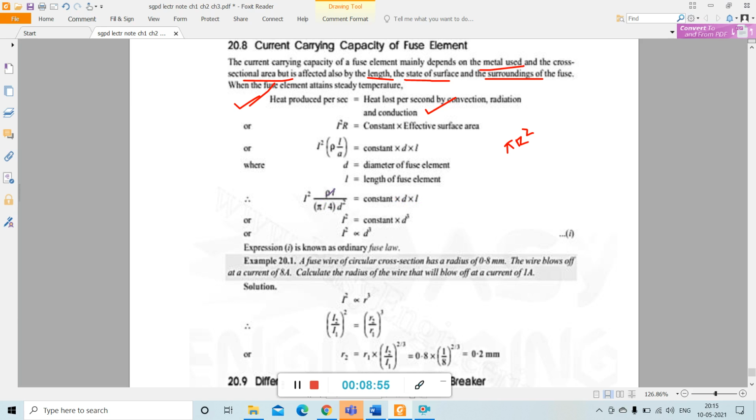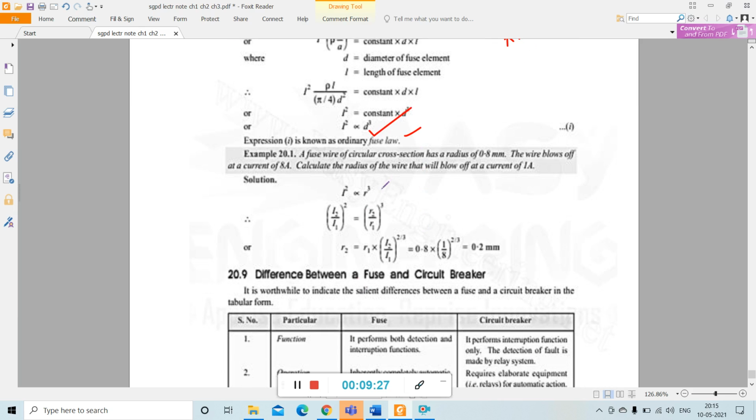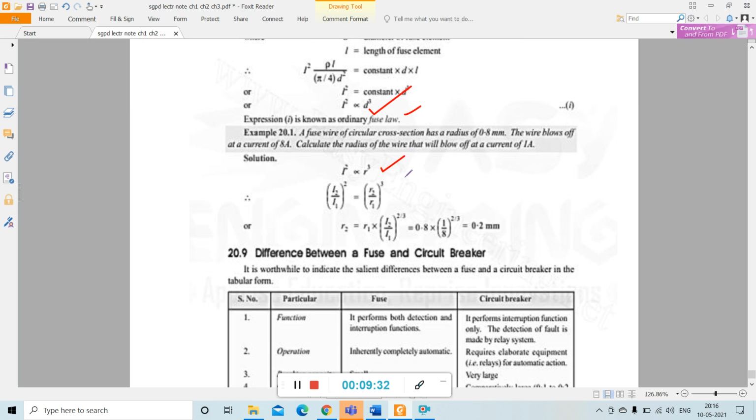Here, this rho, this pi by 4, and this L cancel out each other. So rho and pi by 4 are constants. So I square is equal to constant into D square multiplied with this D, that is D cube. So I square is proportional to D cube. This is finally the fuse law. So this is the current carrying capacity of the fuse element. That means I square is proportional to the cube of diameter, or you can say proportional to the cube of radius also. By using this relation, we can solve problems and calculate the radius of the wire.